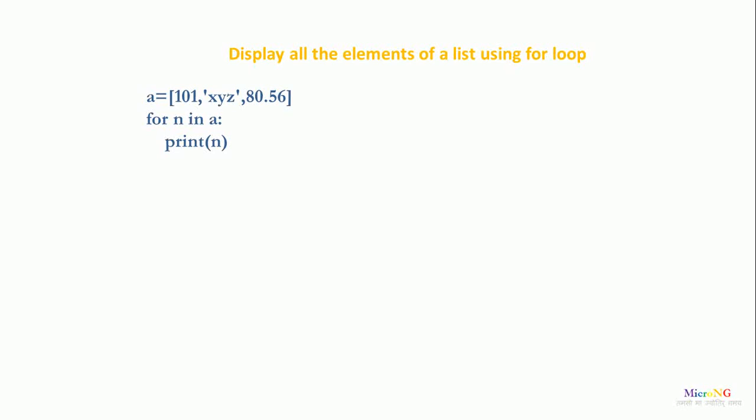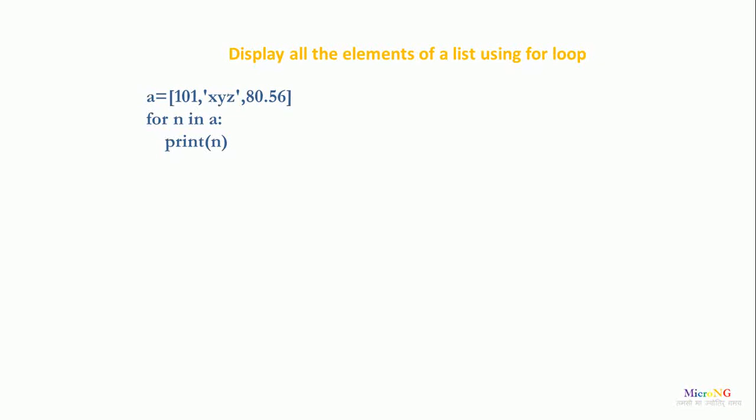Here we have assigned a list to a variable named A. The list consists of three values, and we have used three different data types. The first value is 101, of integer type, the second value is xyz, which is a string type, and the third value is 80.56, which is a floating point type. Using a for loop, we display individual elements belonging to the list.